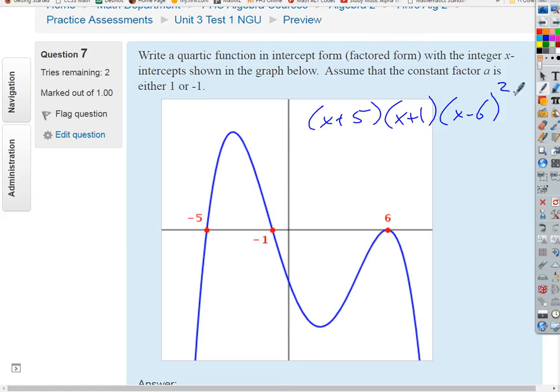So what else do I have to include? That's it. Okay. We accounted for our x-intercepts. This is a bouncing x-intercept, and it's flipped. Right? Okay? Make sense? Okay, that's the first test.